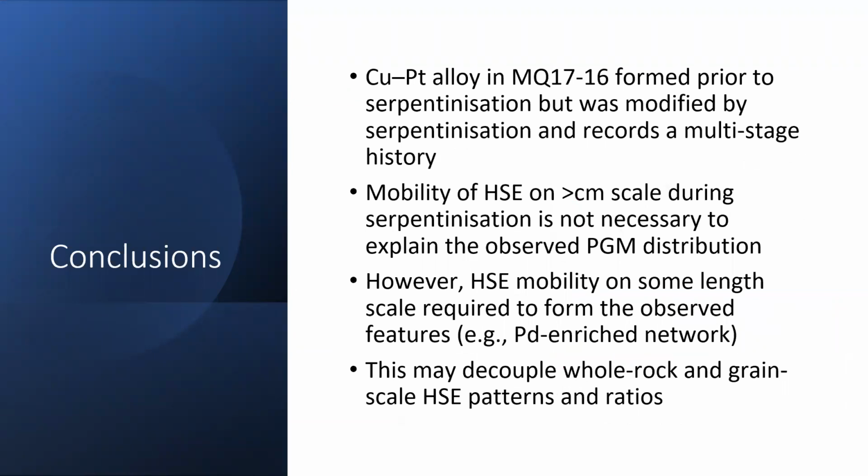So, to conclude, we think it's a multi-stage origin for this grain. We see no evidence that the highly siderophile elements and that's with some mass balance calculations, which I've removed for reasons of time, but I can show you if you like. But we are seeing mobility on some length scale, because otherwise we wouldn't see what we see. Suggesting that we're decoupling whole rock and grain scale patterns and ratios. And if anybody wants to do something similar, feel free to ask me, because these alloys are producing great results and we're really interested to see what ones from other places look like. Yeah. Thank you.